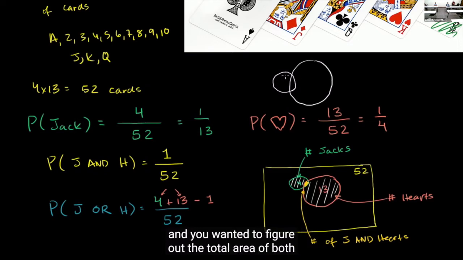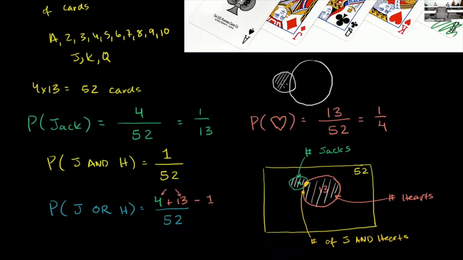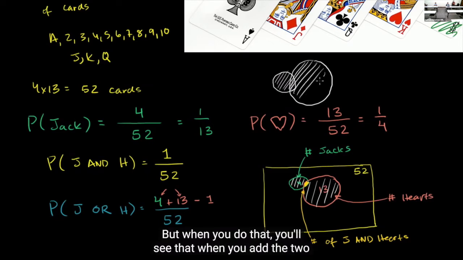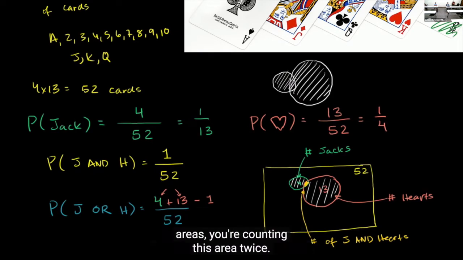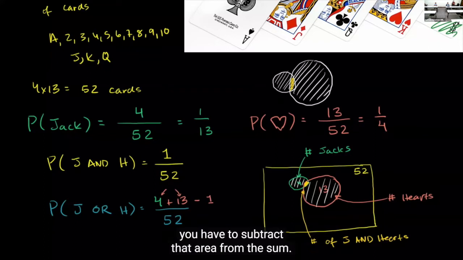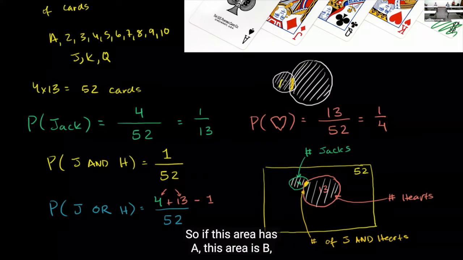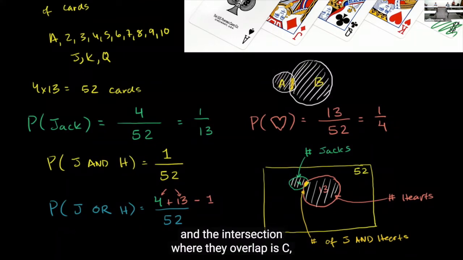to figure out the total area of both of the circles combined, you would look at the area of this circle, you would look at the area of this circle, and then you could add it to the area of this circle. Well, when you do that, you'll see that when you add the 2 areas, you're counting this area twice. So in order to only count that area once, you have to subtract that area from the sum. So if this area is A, this area is B, and the intersection where they overlap is C, the combined area is going to be A plus B minus C.